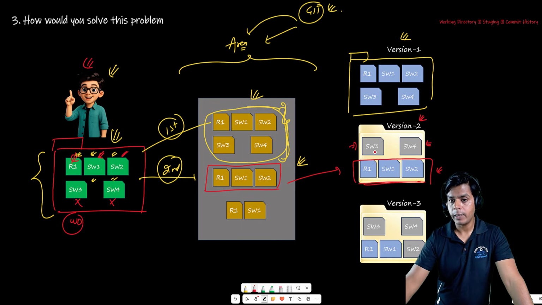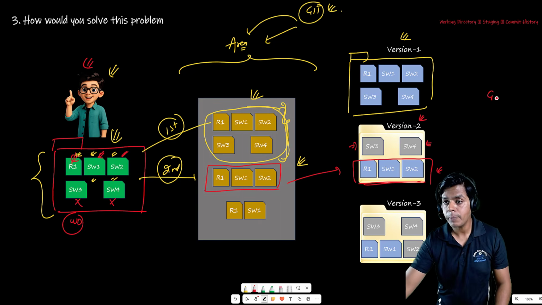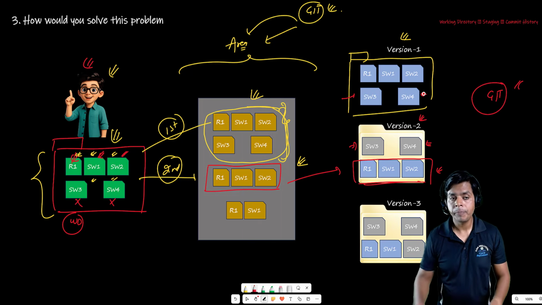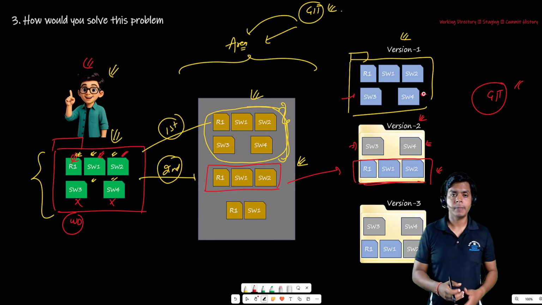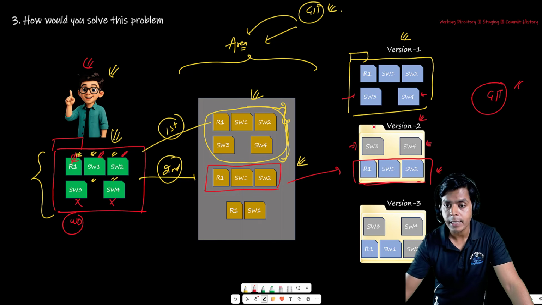But these are of gray color. What is the difference between this gray and blue color? Blue color is the actual files, guys. Switch 3 and switch 4 are just the name of these files, because Git system knows there is no change in switch 3 and switch 4. There is no need to save them again. But instead, I can just have the name of this file, which will be pointing towards this already saved file in version 1.